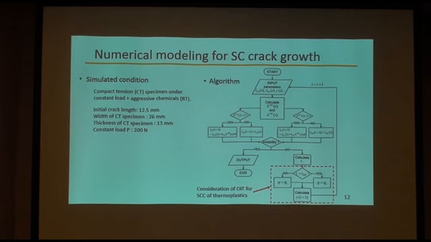Our simulation condition is here: the compact tension specimen under the constant load contacting with the abrasive chemicals at room temperature. The specimen geometry is given here, and the simulation algorithm is also given here. We can consider the OIT for the SDC thermoplastics in this region.